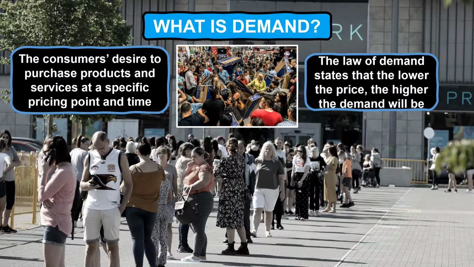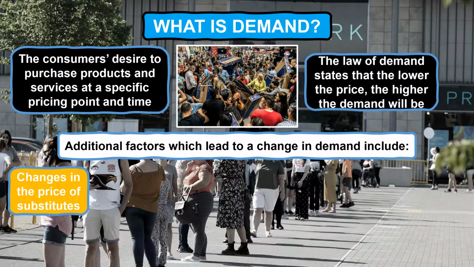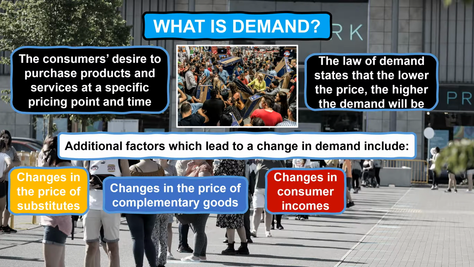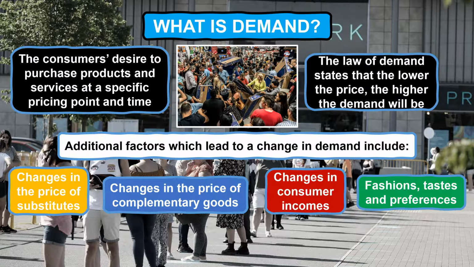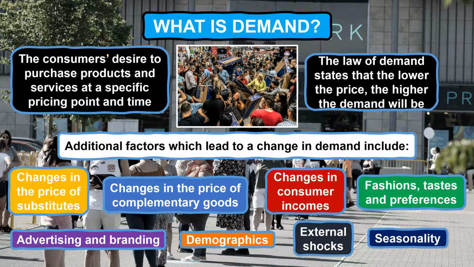But for a business to anticipate demand accurately, it's not as simple as just analysing the price of their products and services. There are several other key factors which a business must consider when trying to determine the amount of demand that there is for their products and services, which include changes in the price of substitutes, changes in the price of complementary goods, changes in consumer incomes, fashions, tastes and preferences, advertising and branding, demographics, external shocks and seasonality. Let's take a look at how each one of these factors influences the demand for a business's products and services, with some real-world examples along the way.